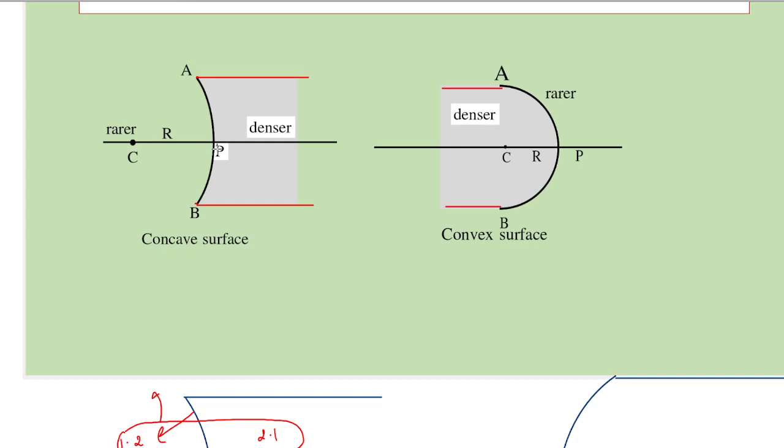It's the same terms used here, except that in the case of spherical mirrors, the phenomenon was reflection, and in the case of spherical surfaces, it is refraction. Otherwise, the terms have the same usual meaning. So AB is the aperture, P is the pole of the spherical refracting surface, C is the center of curvature, and the distance between pole and center of curvature is called the radius of curvature, and the symbol for that is capital R. Similarly, the imaginary line passing through the center of curvature and the pole is called the principal axis. Remember these terms.